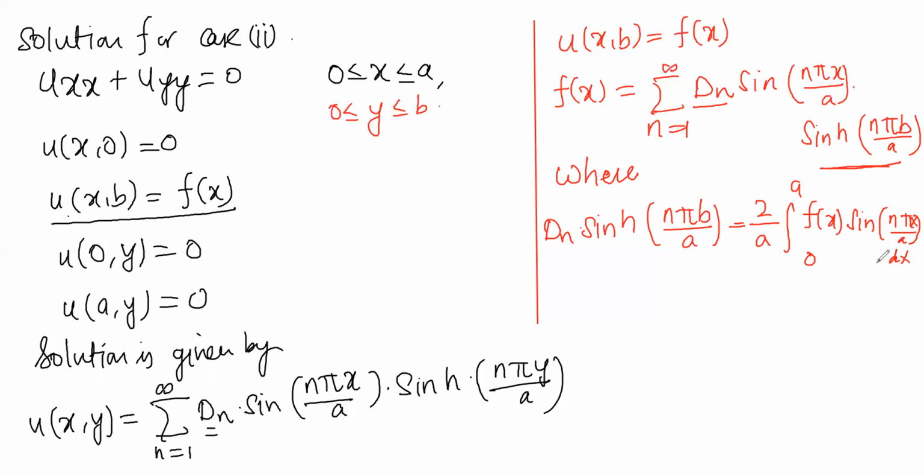Integrating between 0 to a, this 0 is very wide, so rather I'll write down here: it's 2 upon a and then the integral from 0 to a of f of x sine(n pi x upon a) dx. That's my d_n. So I got the solution for this type, and this d_n quantity will remain the same. Similarly you can try for case 3 and case 4. I'll directly write down the solution for them, because that will help us.